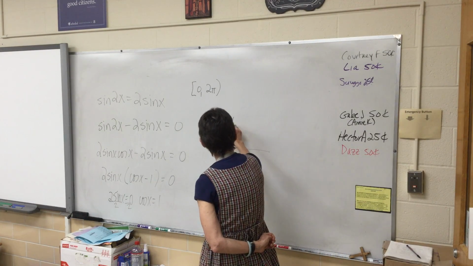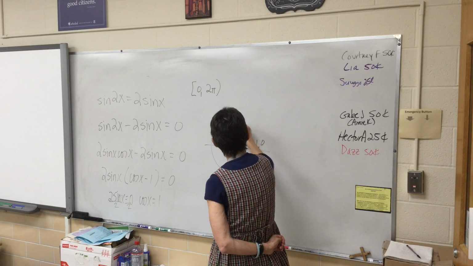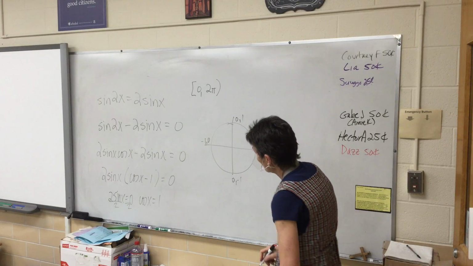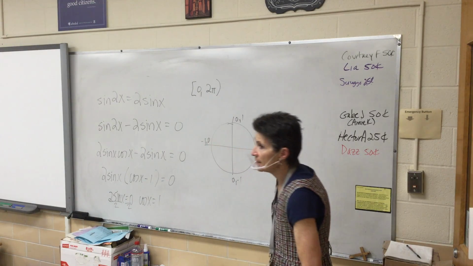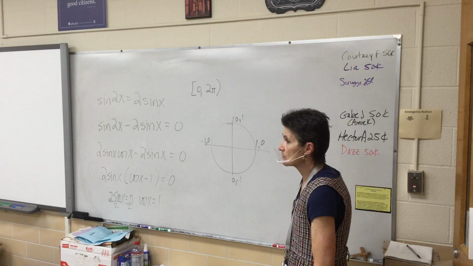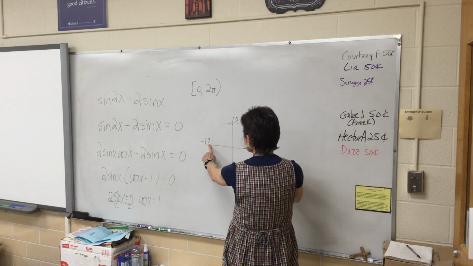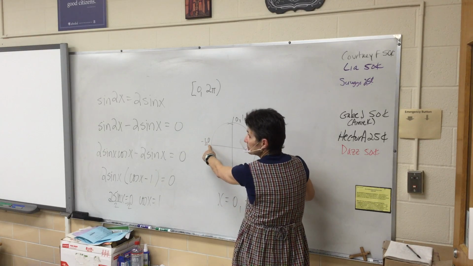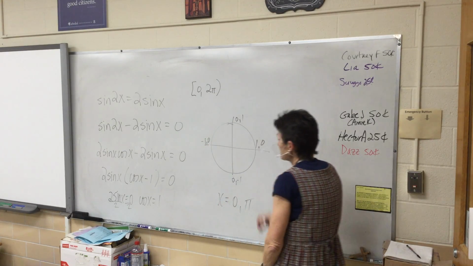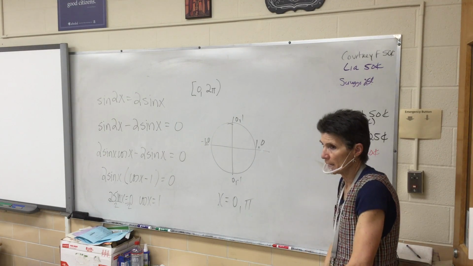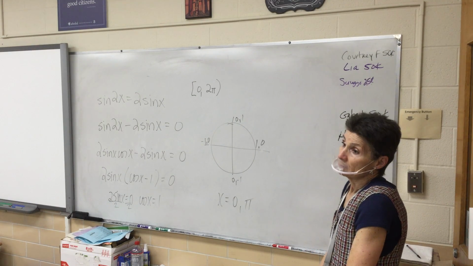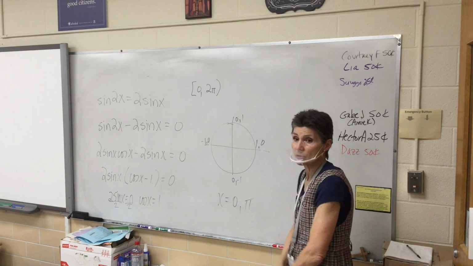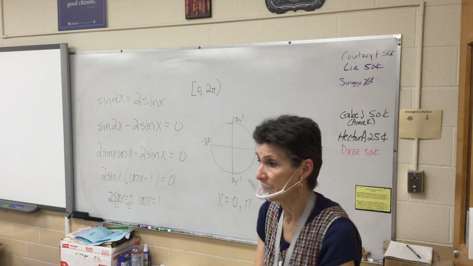Okay, so I'm looking at my circle. We're in radians, yes we are. So where is the sine 0? Sine is y. So that's 0 at 0 and pi. Where is the cosine 1? That's x. Isn't that 0? We already have it, so those are the answers to the problem. 0 and pi.